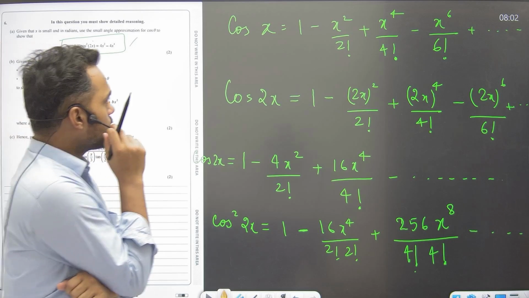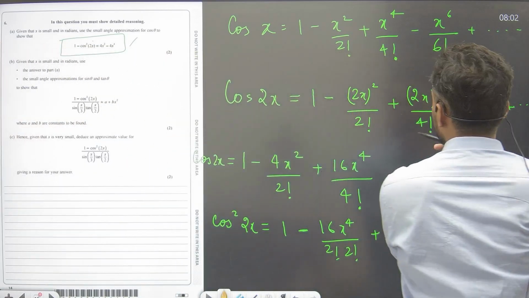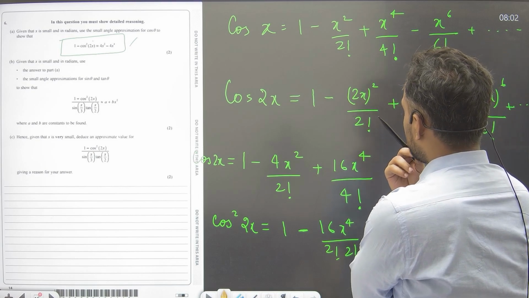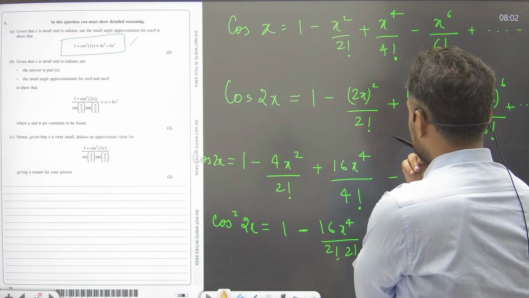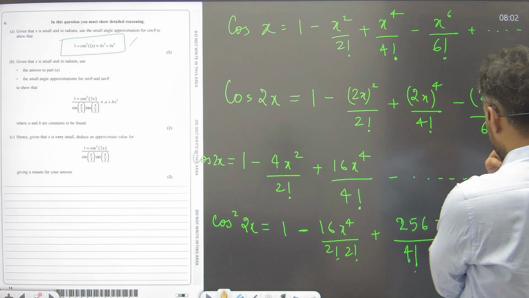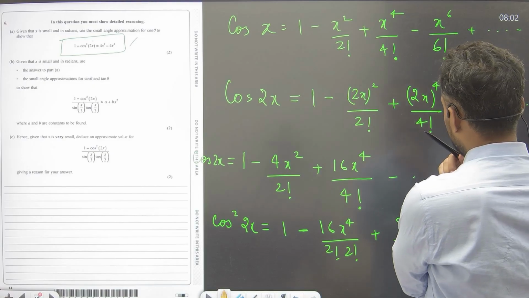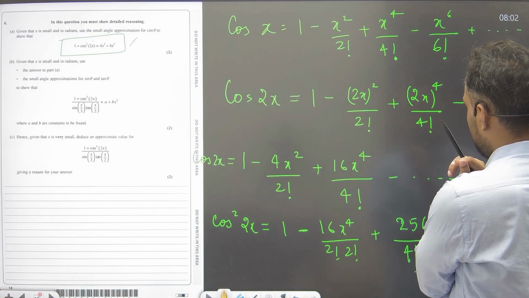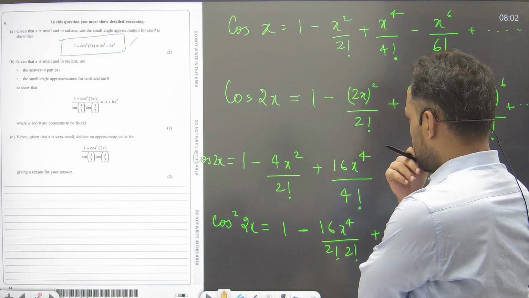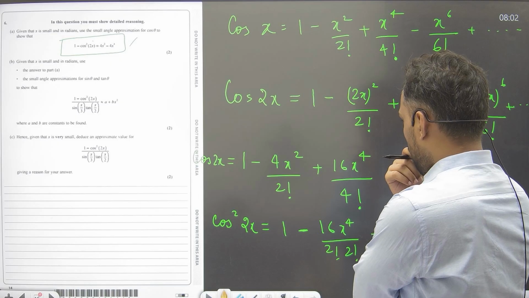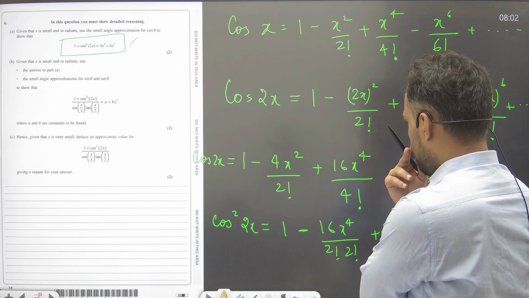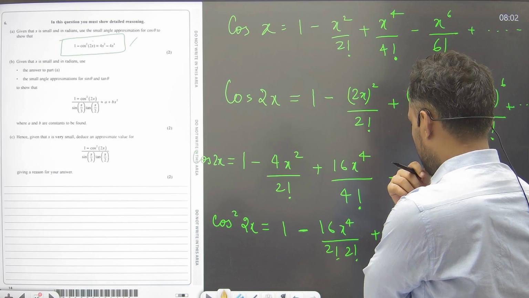1 minus x square by 2 factorial plus x power 4 by 4 factorial, which was correct. So cos 2x will be cos of 2x square, that is 4x square upon 2 factorial. Again 2x power 4 will be 16x to the power 4. Now we are squaring the terms here, so 1 square will be 1 and 4x square by 2 factorial will be 16x power 4 upon 2 cross 2.